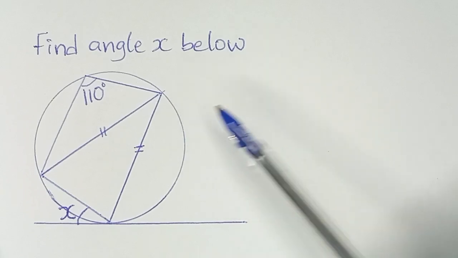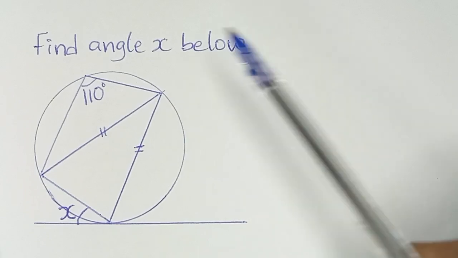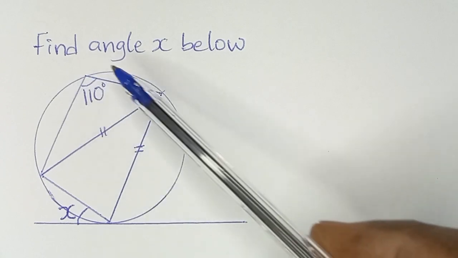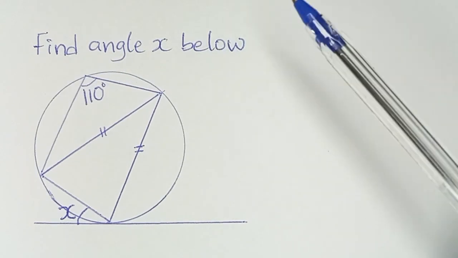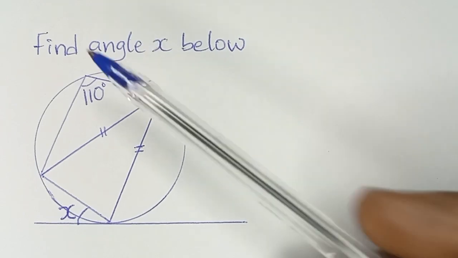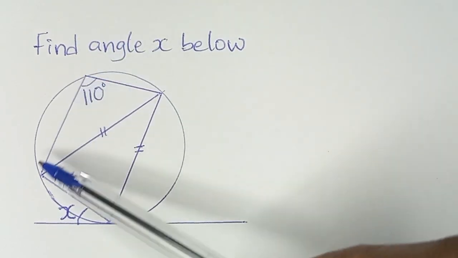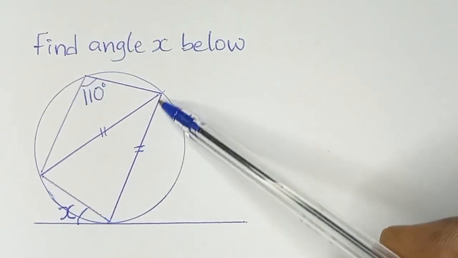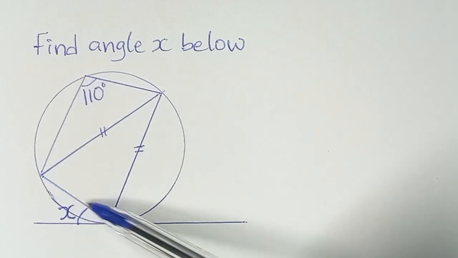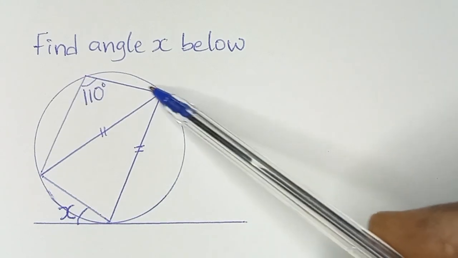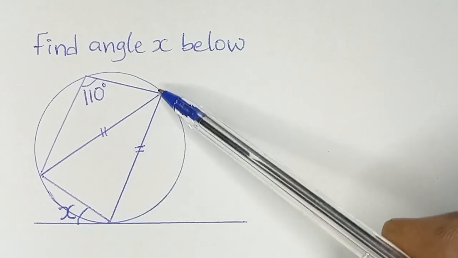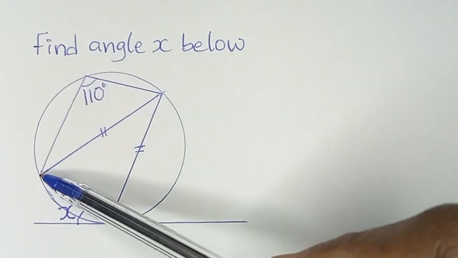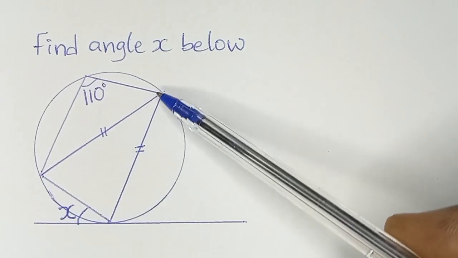Hello, you are welcome. Now the question on this circle geometry says that we find angle x below. If you look at this complete shape here, this is a quadrilateral, a four-sided figure, and it is a cyclic quadrilateral, meaning that all the edges are on the circumference of the circle.